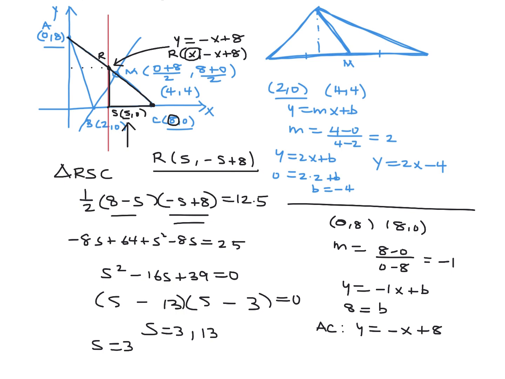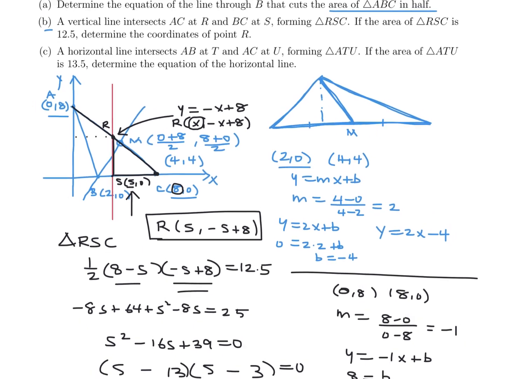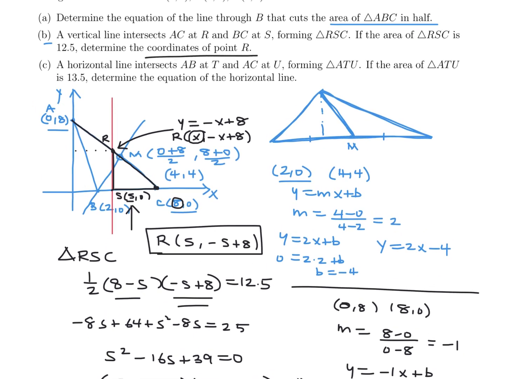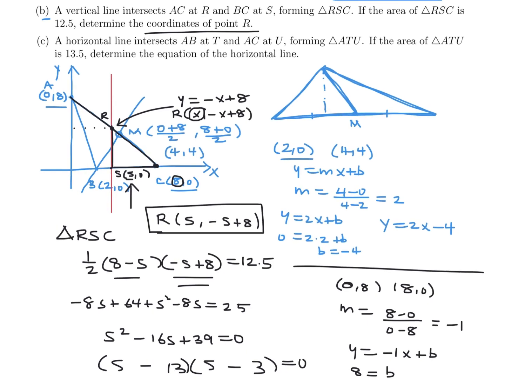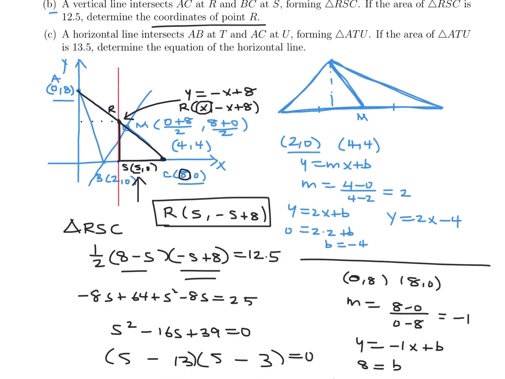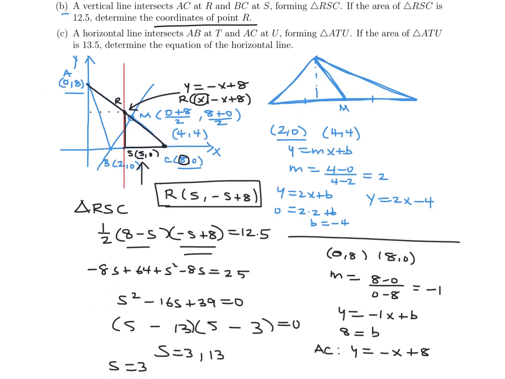So therefore, R, this is R, right? Is that what we're trying to figure out? Determine the coordinates of R. Okay. So if that's what we're trying to figure out, we already figured out that s was 3, right? So that means the coordinates of R are 3, and then minus 3 plus 8, which is 5. So there you go. That would be the answer.